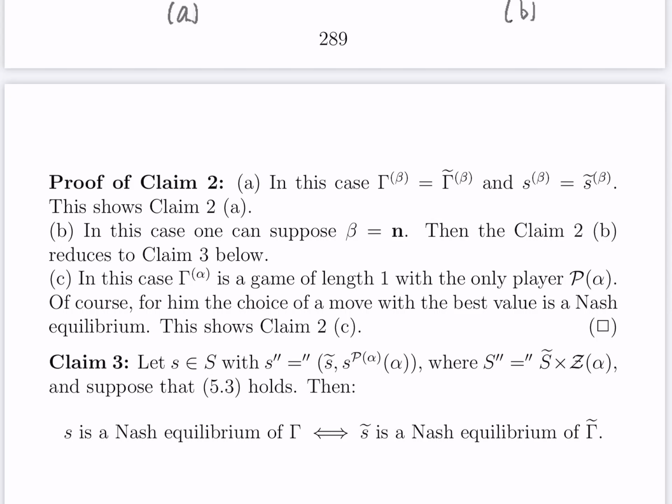So now we look at any strategy combination of this full game. We can write it as a tuple: strategy combination of the restricted game and strategy combination of the small subgame which starts at alpha. So then the whole set of strategy combinations can also be written as a product of the strategy combinations of the restricted game times the set of moves after alpha. And in claim 3 now we again suppose that 5-3 holds, and then claim 3 says that S is a Nash equilibrium of the full game if and only if the restricted strategy combination S tilde is the Nash equilibrium of the restricted game.